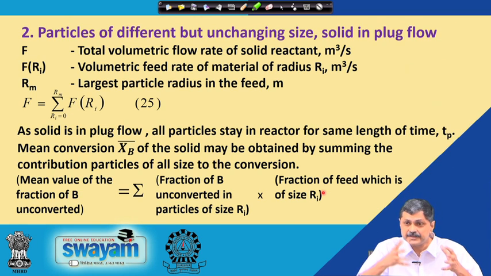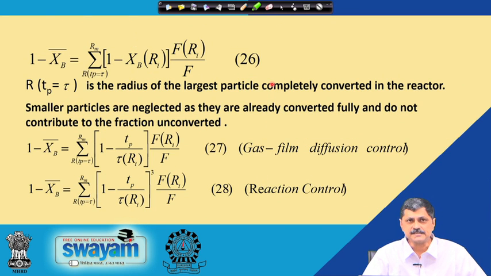So, if you want to find out the mean value of the unconverted B in the exit stream, we will sum it up for all the particles having different size ranges. So, this is the equation that we will use. Equation 26: 1 minus x b bar is the mean unconverted B fraction, that is the summation of the product of these two terms, 1 minus x b, which is a function of R I, and the fraction given by F of R I by F.